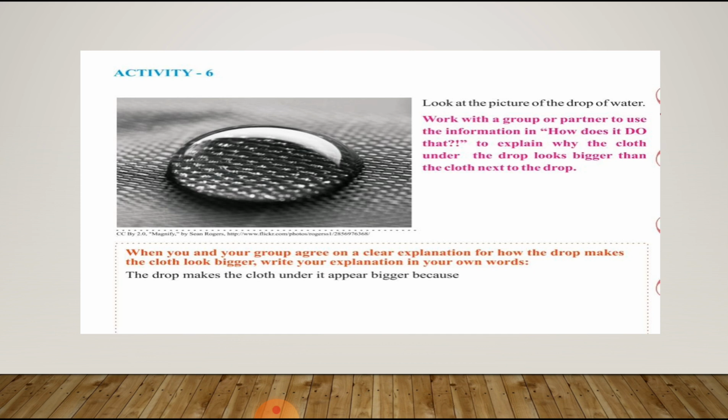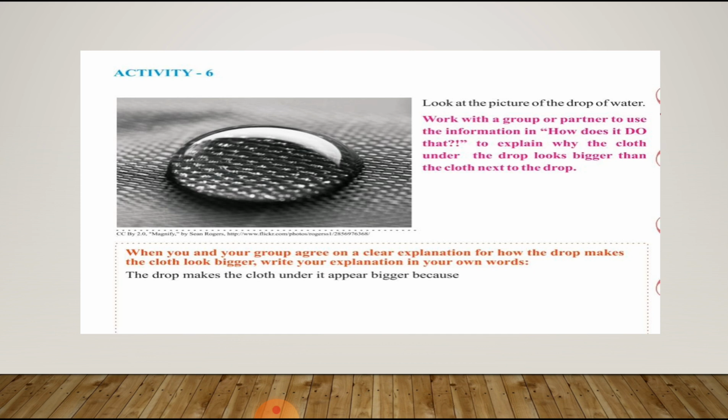The smaller the drop of water, the greater the curvature of the upper surface. The smaller it is, the greater the curvature and the greater the magnifying of the object underneath. A larger drop cannot magnify as much. Why? Because there is not as much curve in the larger drop.